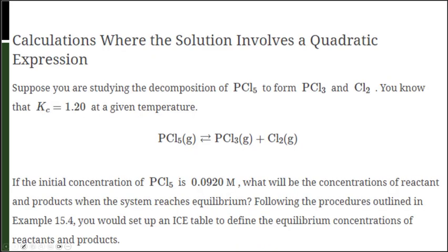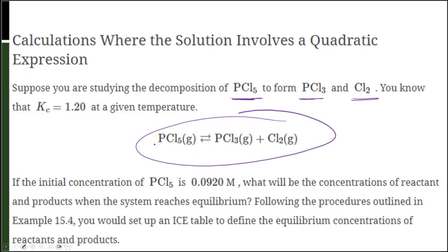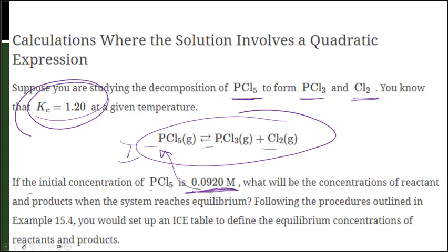Now, while those last couple of examples are definitely harder than the ones we've done before this, we might even have some trickier aspects coming. Suppose that you're studying the decomposition of PCl5 to form PCl3 and Cl2. Here's our expression, all 1-to-1 ratios. We know Kc. We also know our initial concentration of PCl5, and we know that initially we have no products. What will the concentrations of reactants and products be when the system reaches equilibrium?